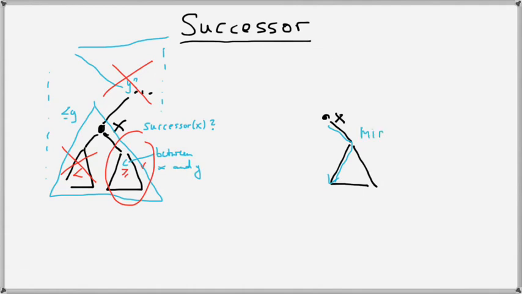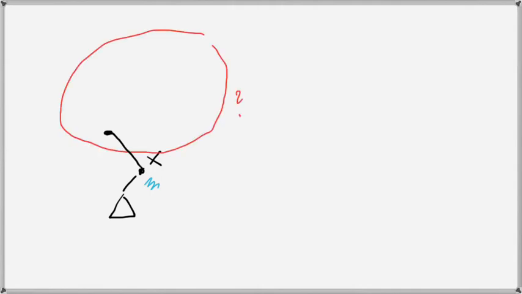Okay, so there's one case missing, namely the case that there is no right subtree. So let's have a look at this case. We have x, and there might be a left subtree, that doesn't really matter because the successor certainly is not there. So how do we find the successor of x? Let's look at the parent of x, and let's say x is a right child of its parent node.